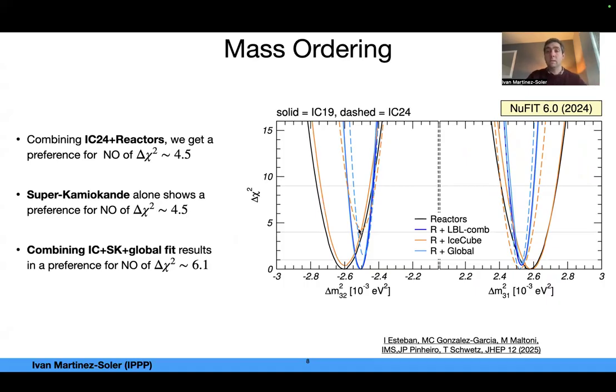That is just on one side, but Super-Kamiokande alone, thanks to the matter effect, as we have seen before, also has a sensitivity on the order of 2 sigma. When we combine everything together, what we get is a significance for normal ordering which is just a little bit above 2 sigma, 6 units in delta chi square.